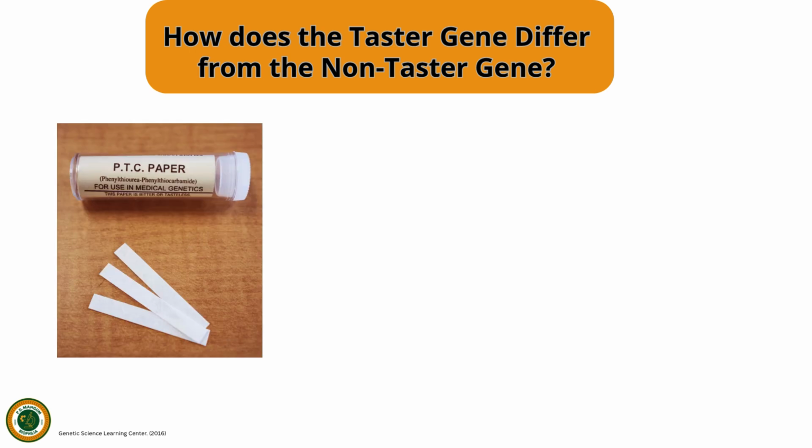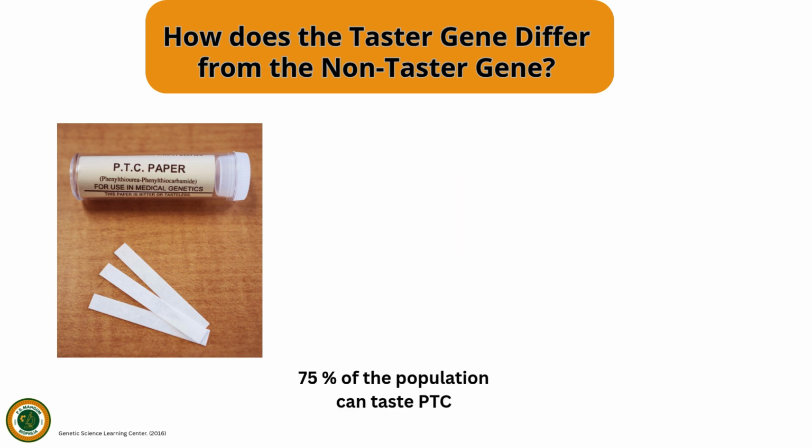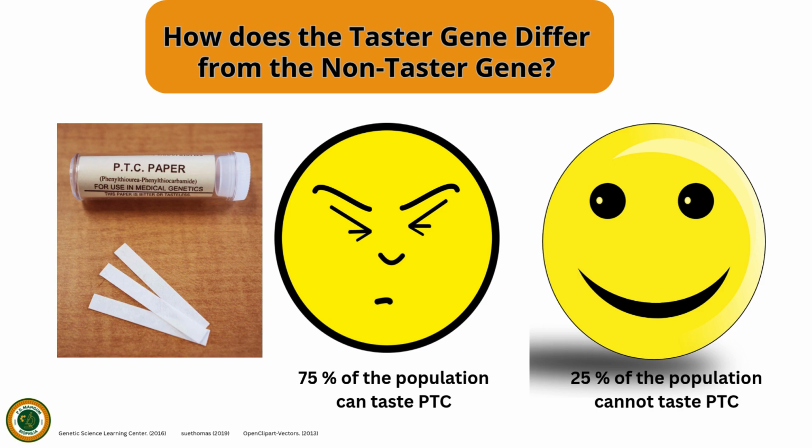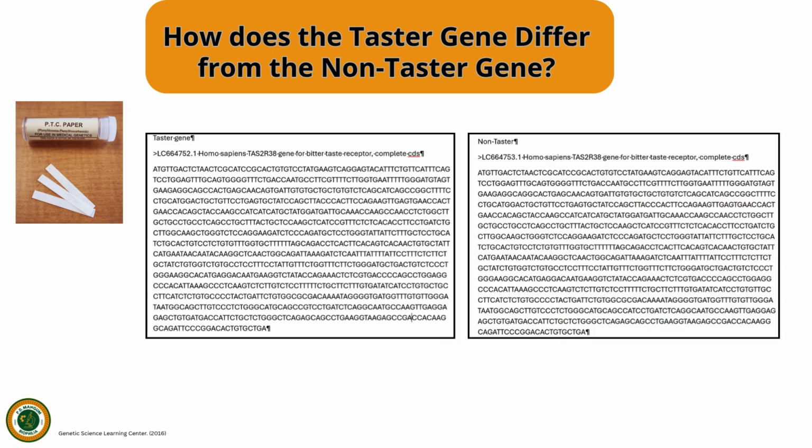In this lab, we've been investigating the PTC taster gene. So far, we've learned that about 75% of the population can taste this, and when they do, it's very bitter, and the other 25% cannot. We've also seen that in 2001, the gene that controls this trait was sequenced and published. So in a prior activity, we collected the gene sequences for both the taster and the non-taster alleles. As you can see, the two sequences look identical, but there are differences.